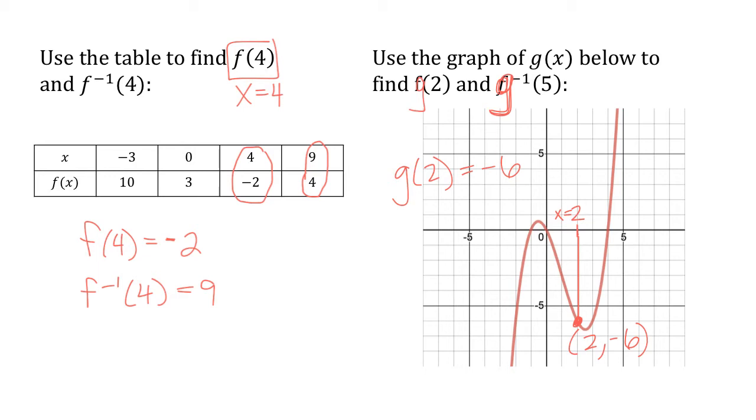So instead of plugging in 5 for x, I'm going to go for when 5 is the output, the y value, and go over to the curve and figure out what the x value was to get that y value. So it looks like about 4.5. So the inverse of g of 5 means that you're putting 5 in for the output, that's the y, and you're figuring out what the input was to get that y value.